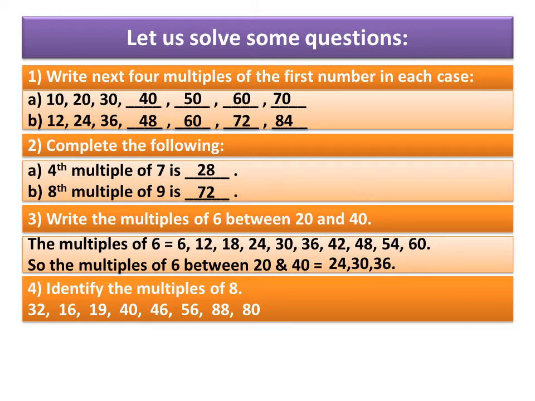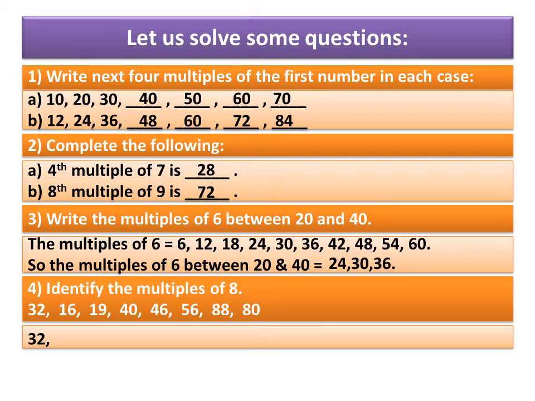Question number 4. Identify the multiples of 8. The numbers are 32, 16, 19, 40, 46, 56, 88 and 80. Does 32 come in the table of 8? Yes. 8 fours are 32. Then 16. Does 16 come in the table of 8? Yes. 8 twos are 16. Then 19. Does 19 come in the table of 8? No. Then 40. Does 40 come in the table of 8? Yes. 8 fives are 40.